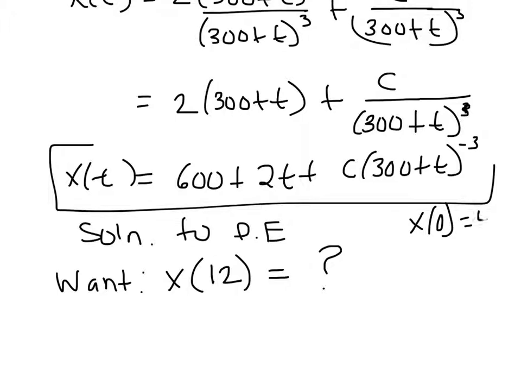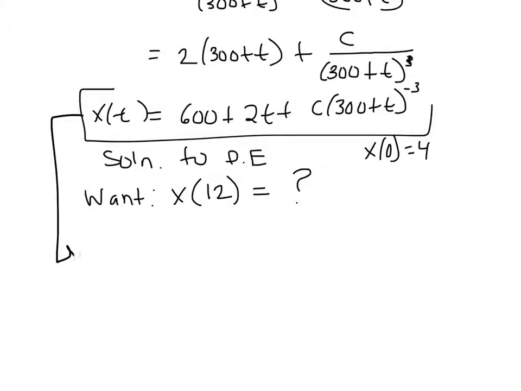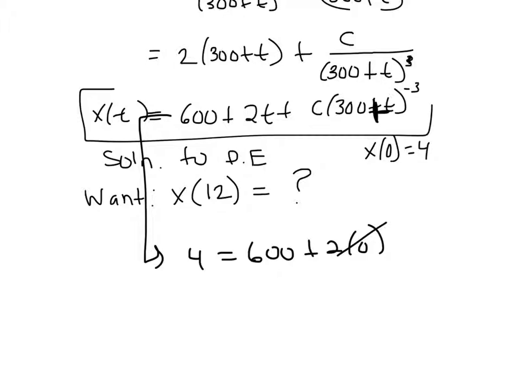And again, this was an initial value problem. Remember, we had this guy, so let me plug that in. So x of 0, that's really going to be 4. 600, that is a plus sign there. Plus 2t, well, that's wonderful because that's really 0. And this is nice because our t here is going to be 0, so that's just 300. So plus c times 300 to the negative 3. Let's just solve this. This is just a nice linear equation.